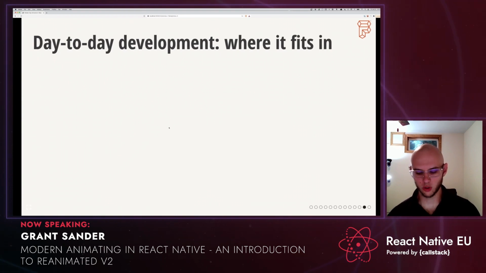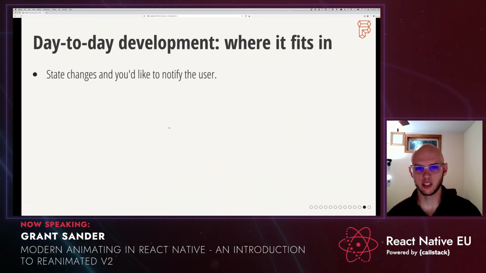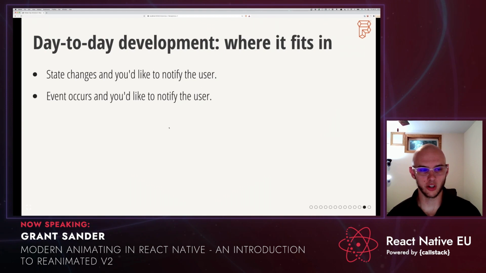All right, so that's sort of a high-level overview of Reanimated, but we haven't really looked at any code yet, and I actually want to get into some real-world examples of how you're going to integrate this in, and some techniques for animating with Reanimated. So in day-to-day development, some scenarios might be you have a piece of state that changes and you want to notify the user with an animation. So you don't want things just to abruptly show up. Maybe you want to add some sort of animation. Another scenario, maybe an event occurs and you'd like to notify the user. Like maybe the user taps on something and you want to give the user some visual feedback that you're registering their touch.